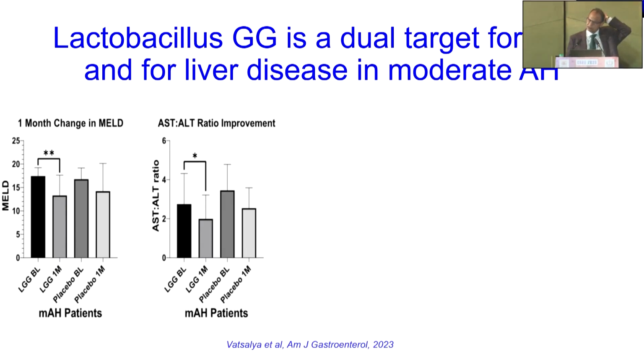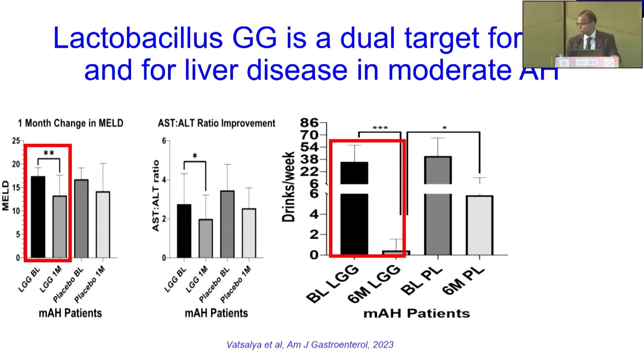This is from our center. Lactobacillus GG, which is a dual target, was tried in about 46 patients with moderate alcohol-associated hepatitis. What you see in this figure is a decrease in MELD score in MAH patients after 1 month of treatment. But what was most striking is that at 6 months, the alcohol use significantly came down. So LGG can be a dual target that improves the liver disease but also the alcohol use disorder.